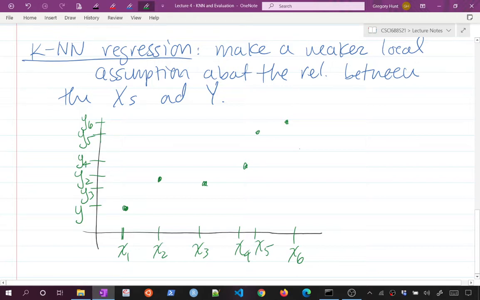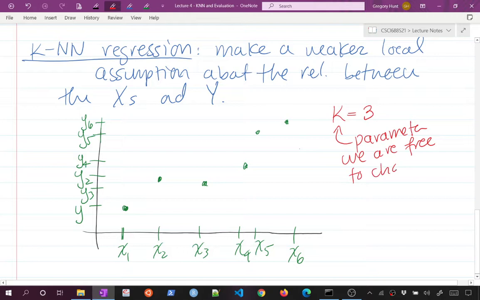So in contrast to linear regression, what KNN is going to try to do is only make restrictive assumptions, not about the whole global space, but about locally what's happened. So let's assume in our case that k is 3. So k here is a parameter we are free to choose, and it's some integer. It's going to be the number of neighbors we look at.